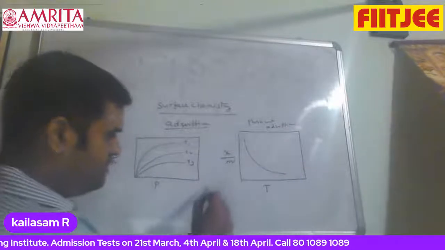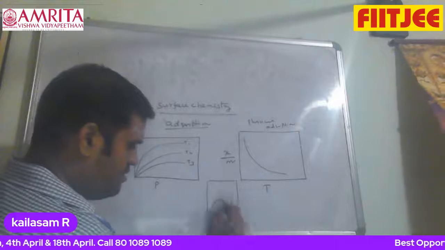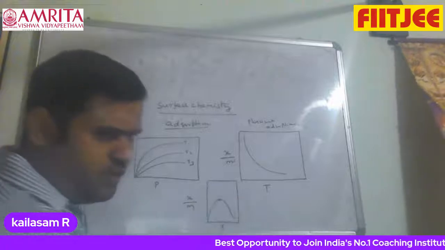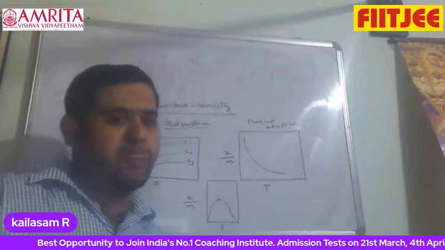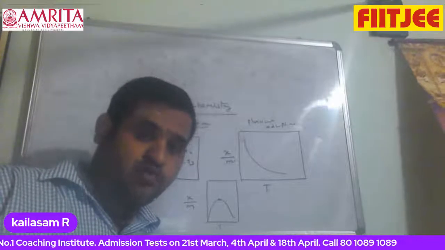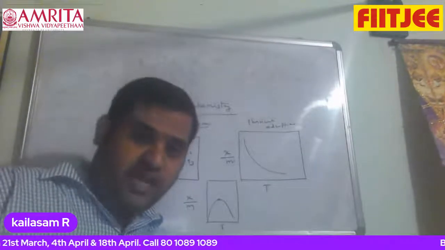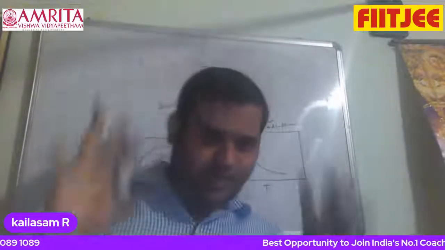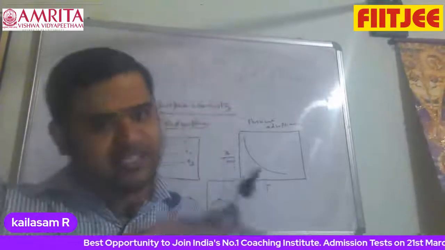For chemical adsorption, it may reach a maximum at a point, then again decreases because it is already adsorbed. Adsorption is a reversible process. Physical adsorption is reversible; chemical adsorption is irreversible due to formation of compounds. Chemical adsorption is highly exothermic in nature. Physical adsorption is less exothermic in nature. Adsorption is always exothermic. Delta G is negative, entropy is negative, delta H is negative.